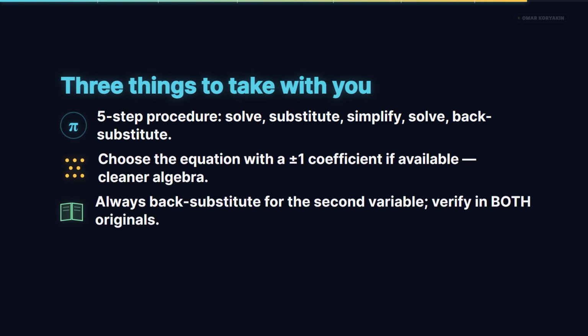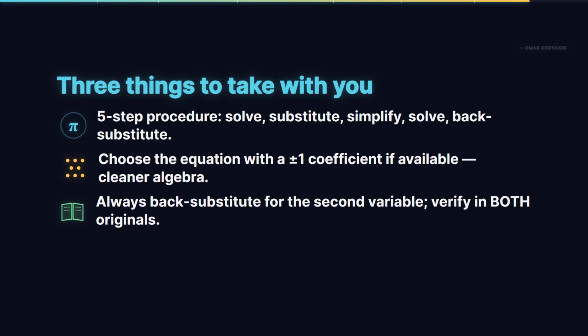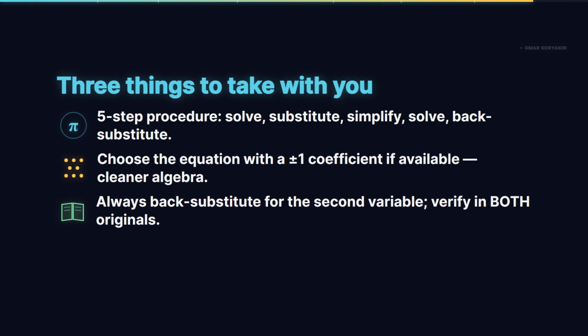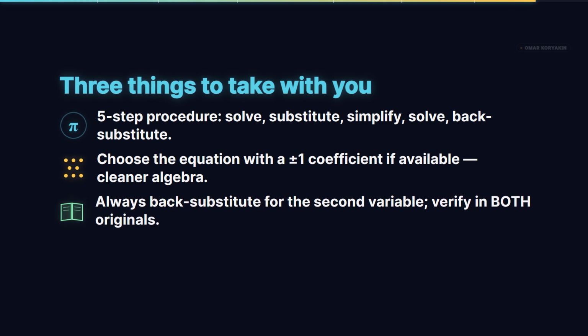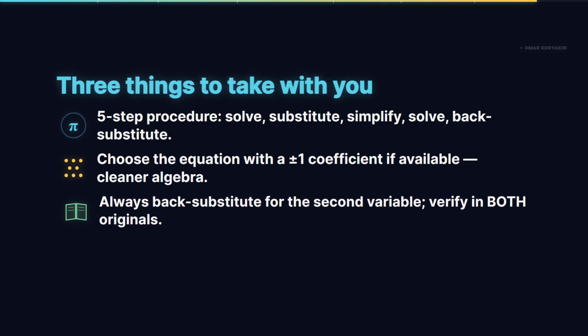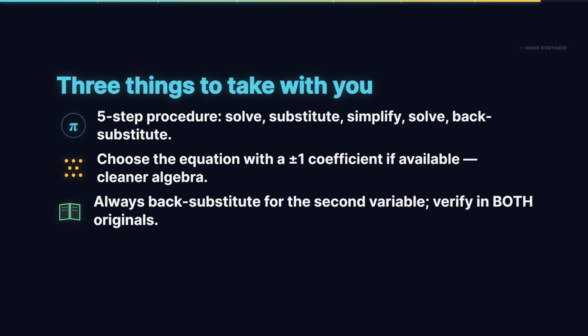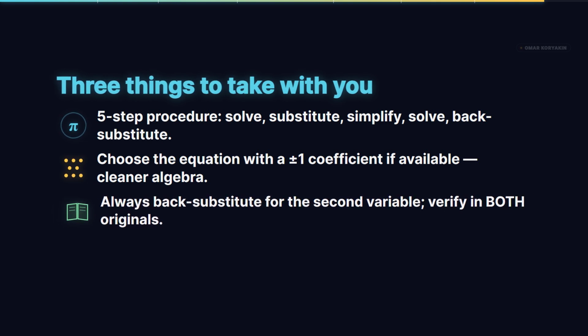Third, the back substitution step in step 5 is essential and must not be skipped. The system has two variables and the solution requires both values. Solving for one variable and stopping leaves the answer incomplete. Always plug the solved value back into the original expression to find the other variable, and always verify both values in both original equations as a final check. The verification catches algebraic slips in any of the earlier steps and is the cheapest insurance against silent errors.